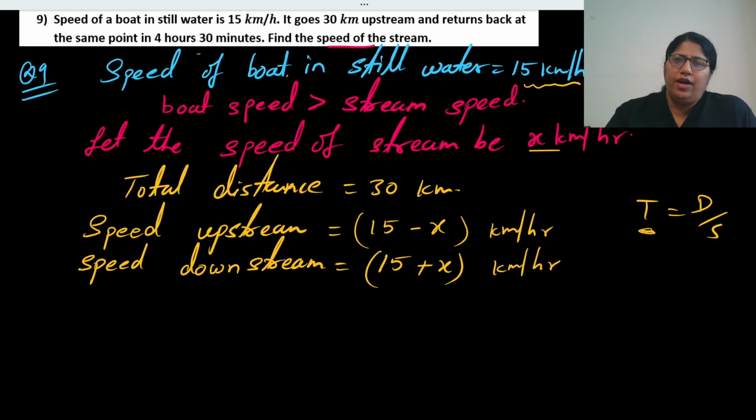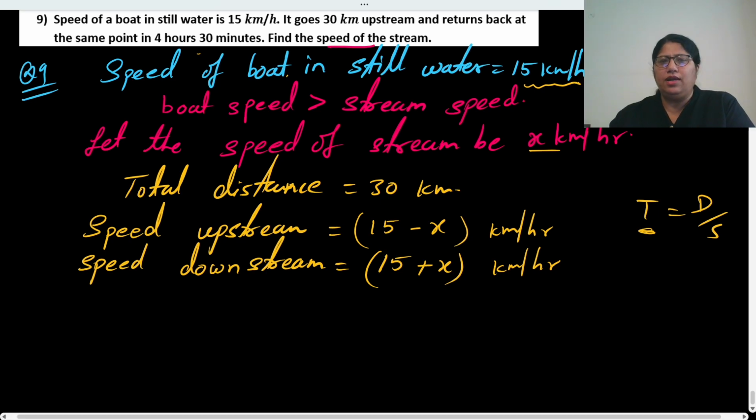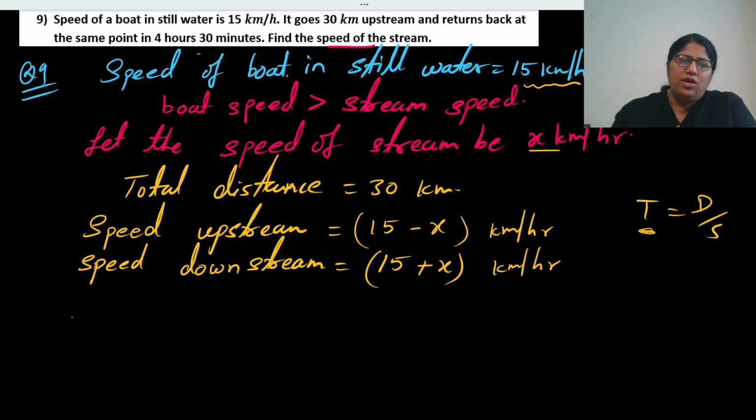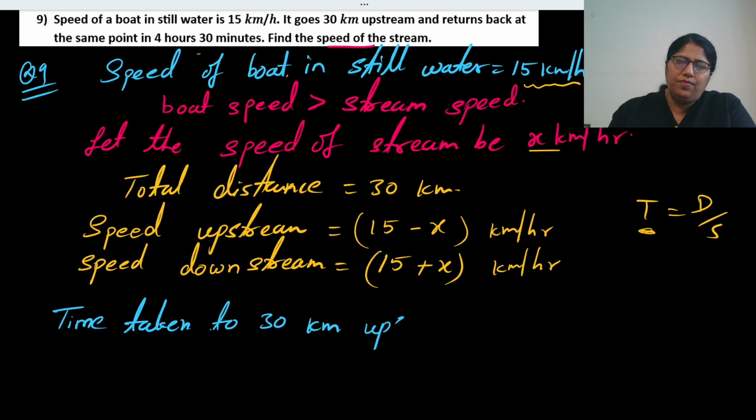Now what you need to find out is how much time will it take to go upstream and how much time will it take to come downstream, right? Because the distance is the same. So you write down here time taken to go 30 kilometer upstream, and if I write this as T1, it's easy to understand.